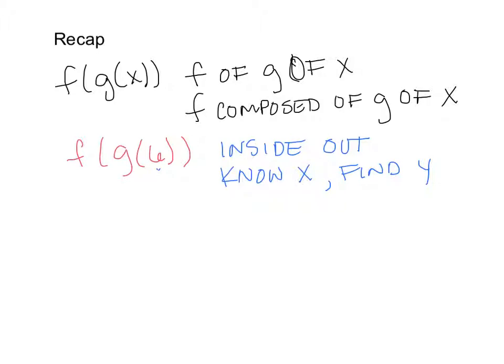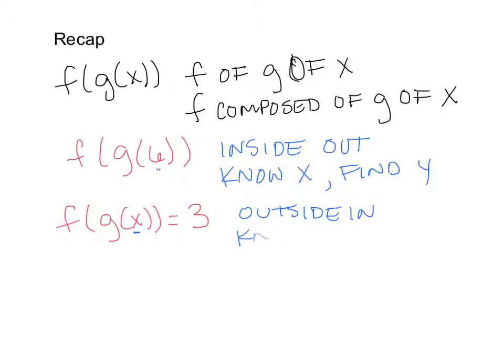Now you might see another type too, and that would be if we had f of g of x equals 3. Now we have to work our way outside in, because we are trying to find x, because we know y. There's y, yay, it's 3. We want to find x. We want to find that inside value.